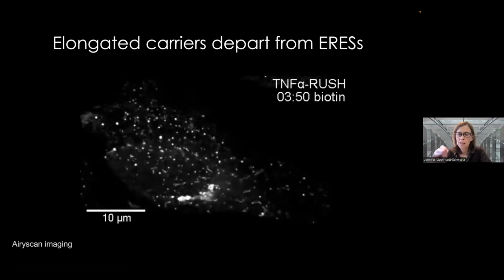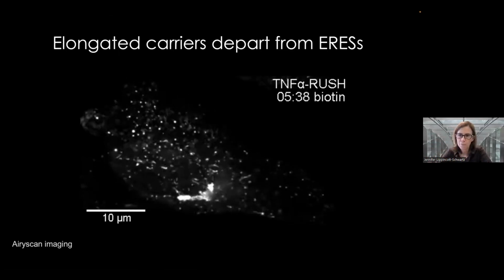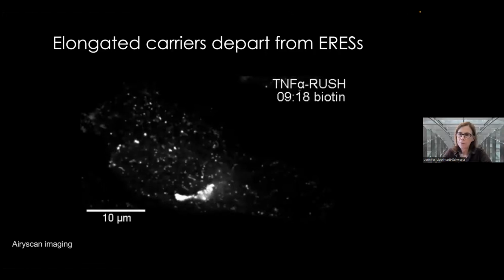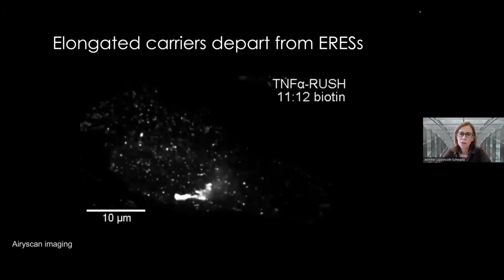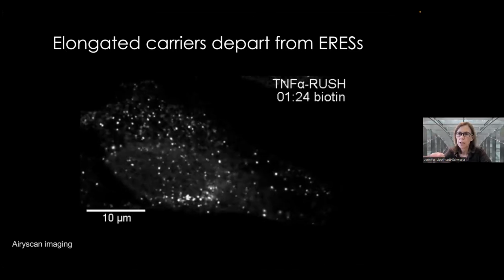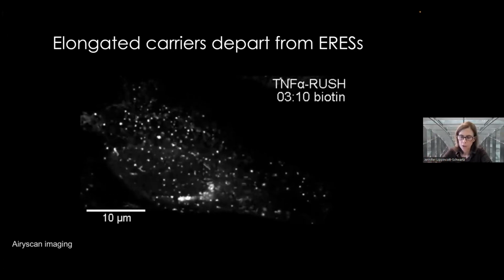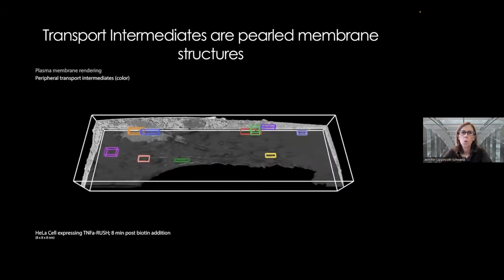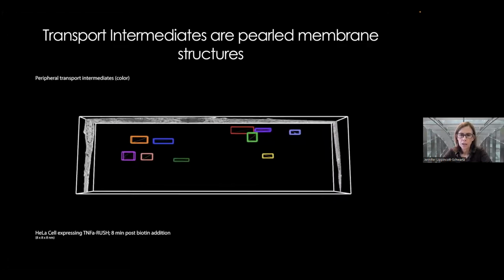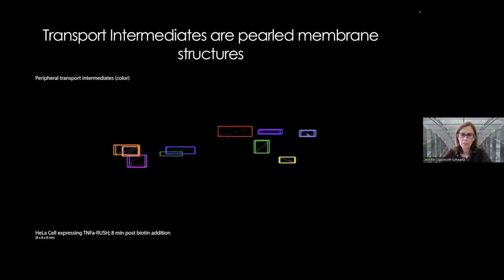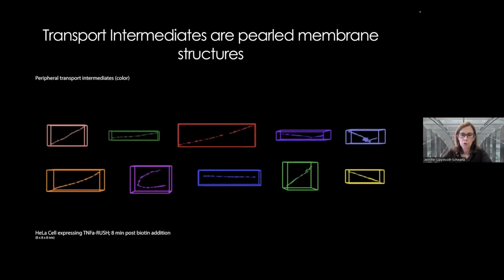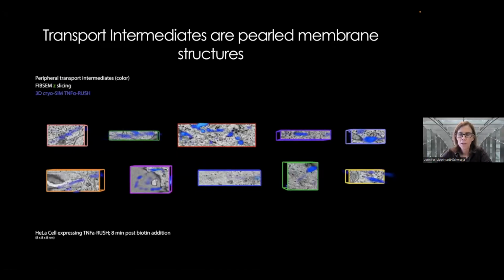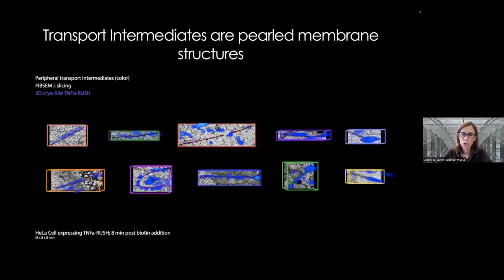We use this TNF-alpha rush cargo that we can release from the ER, and then we high pressure freeze 8 minutes after releasing that cargo, when we know there's going to be a lot of these molecules in ER to Golgi transport intermediates. So we high pressure freeze, no chemical fixation, and then we look at where the TNF-alpha signal is in these cells. And so we see some transport intermediates that are quite surprising in terms of the way they look.